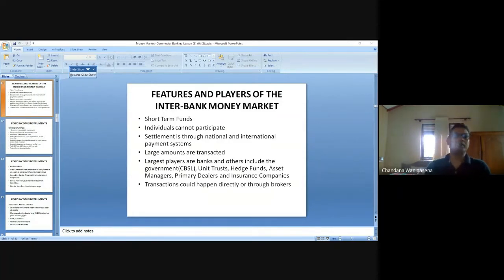Another way of banks taking money into their system is debentures. Usually banks issue debentures of maybe 3 years or 5 years. It is very similar to the stock market. These debentures are issued at 10 rupee shares.